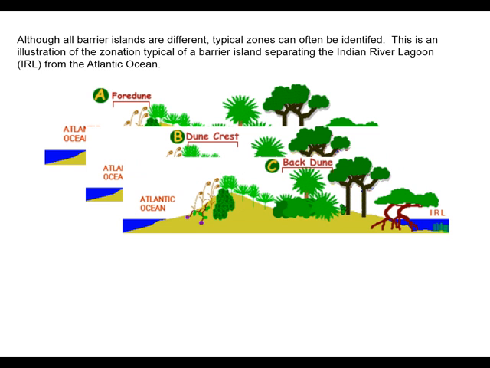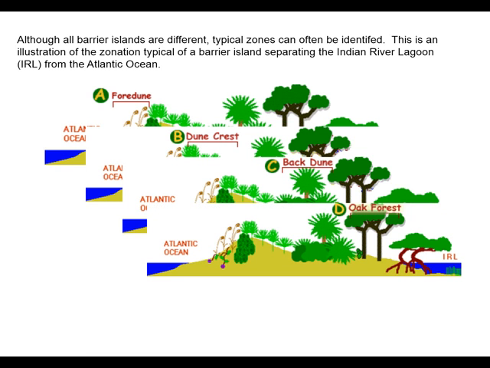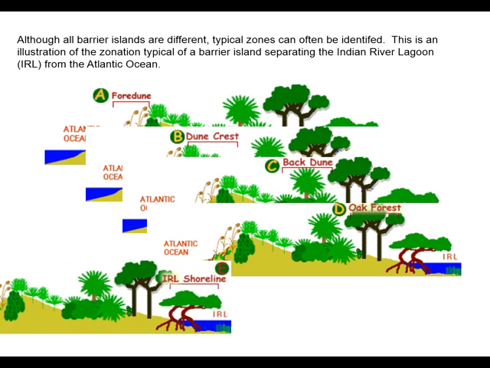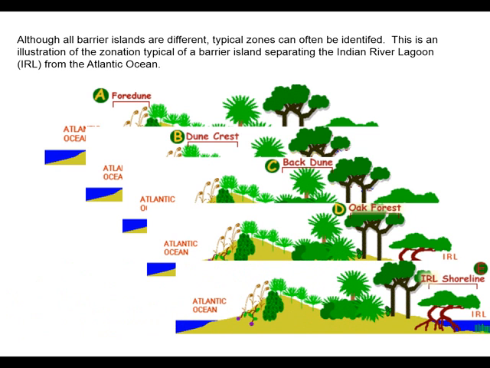The back dune area there is characterized by a number of things, including cabbage palms. These islands often have a live oak forest as you move toward the lagoon system, and then the shoreline of the lagoon, the Indian River, which is on the side away from the Atlantic, in this region has mangroves. We don't have mangroves in coastal Alabama, at least not yet, but in that situation you would find salt marsh vegetation.